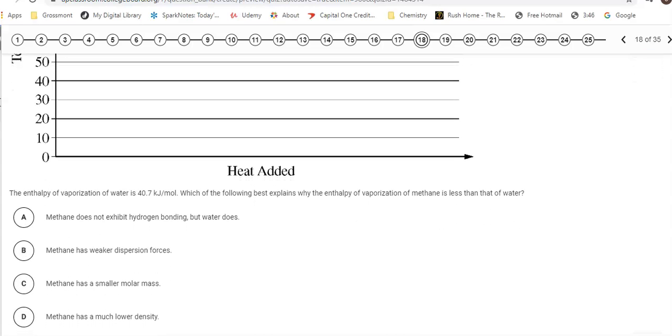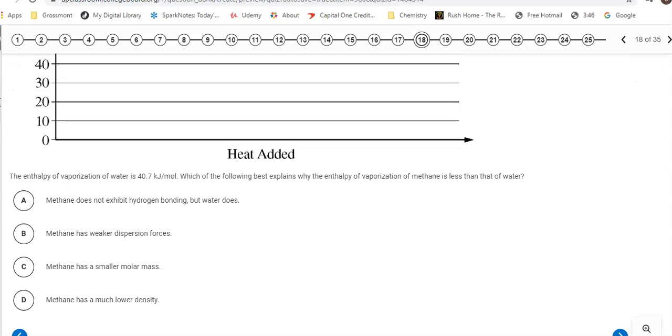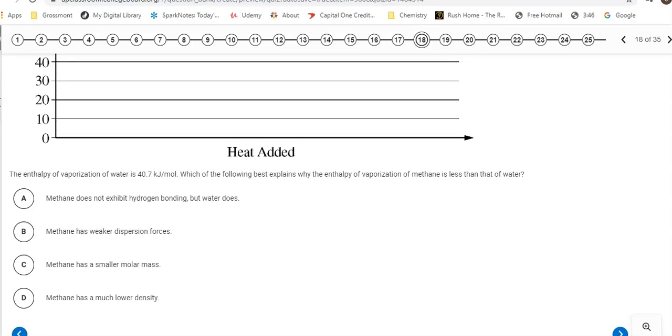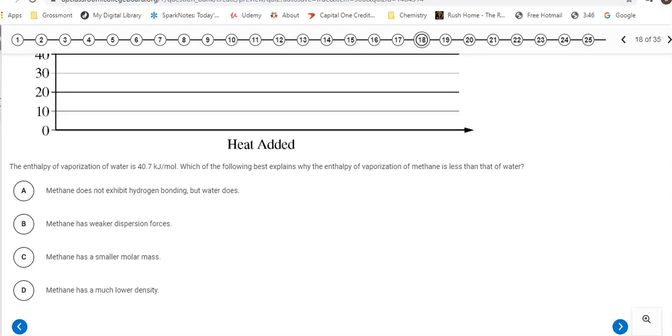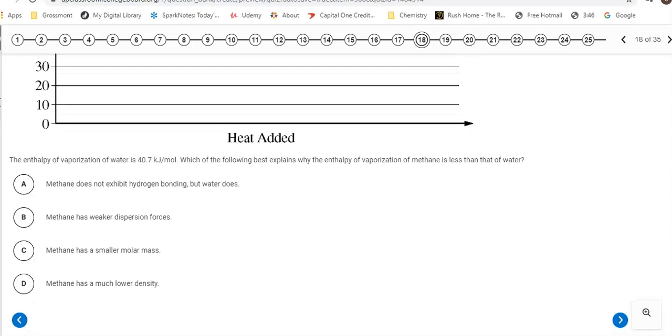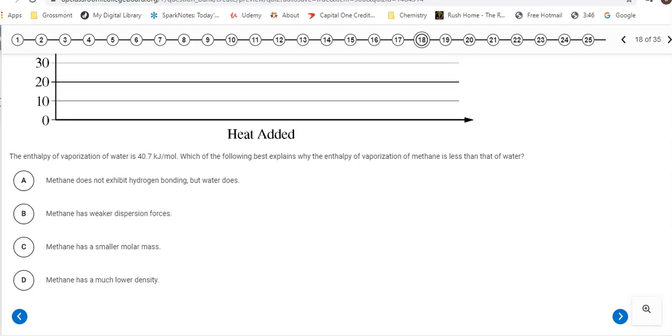Well, it just simply has weaker intermolecular forces. That's the deal. Water has hydrogen bonds, dipole-dipole interactions, as well as London dispersion forces, which are not very important in water. Whereas methane only has London dispersion and therefore very weak intermolecular forces. So the answer to this one would be B. Methane has weaker dispersion forces. Density has nothing to do with it.